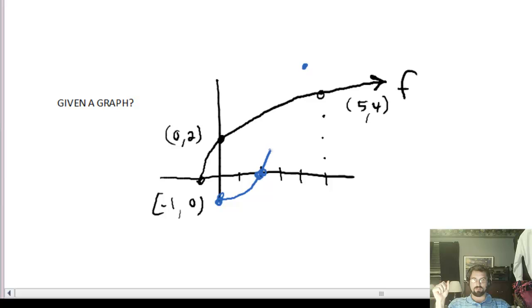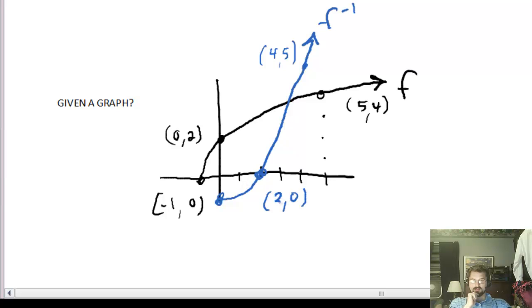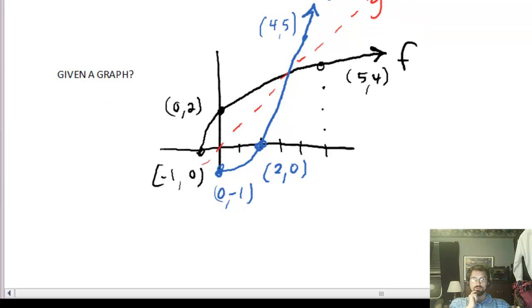So the inverse of f would be a curve kind of like this, where the points would be reversed, 4, 5. And you'll notice that it's like I folded the x-axis up to the y and the y down to the x. So when you look at a function and its inverse, they will always have symmetry about the line y equals x. By the way, because y equals x, it's its own inverse, and we'll talk about that later.